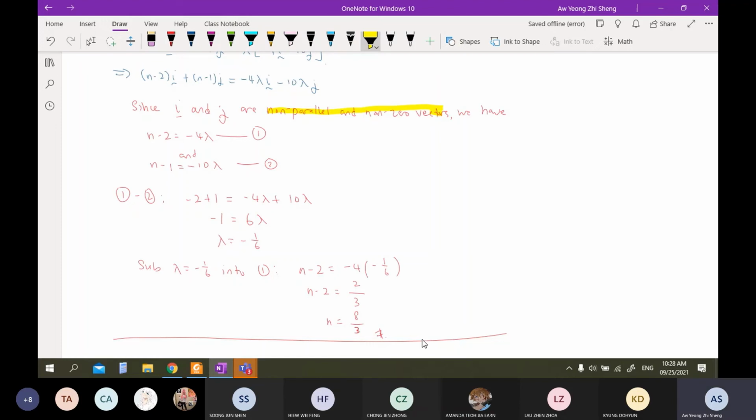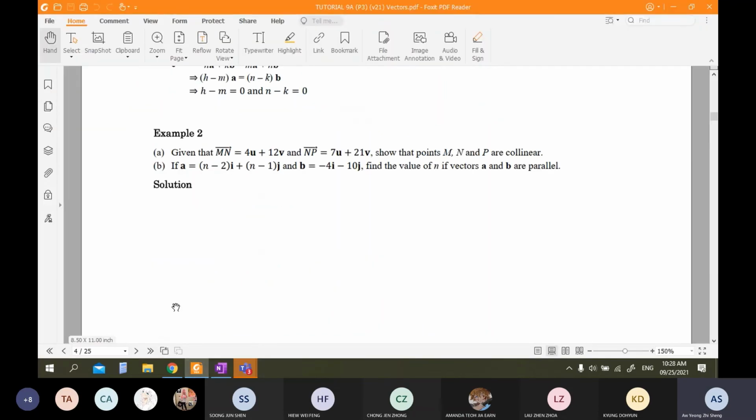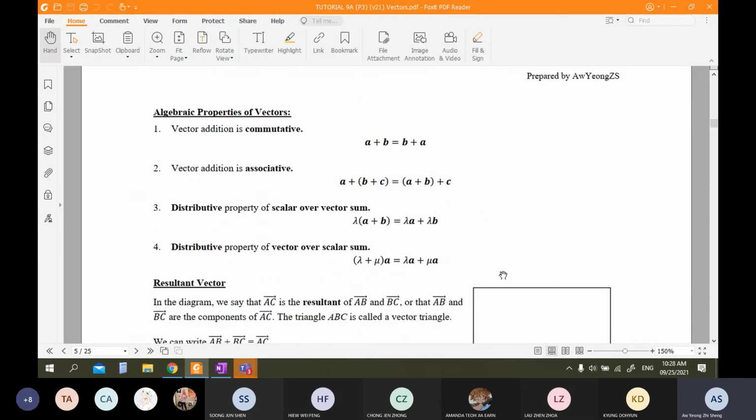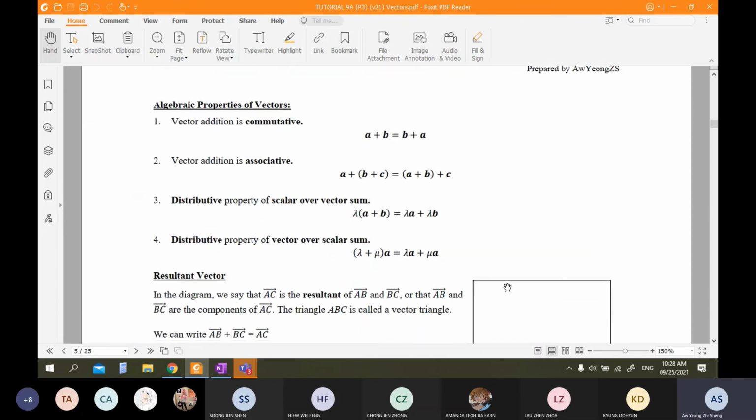Okay, now we'll move to the next page. Hopefully up until this page, you still find this chapter easier. These are basically just a refresher of what you have learned before last time, right?